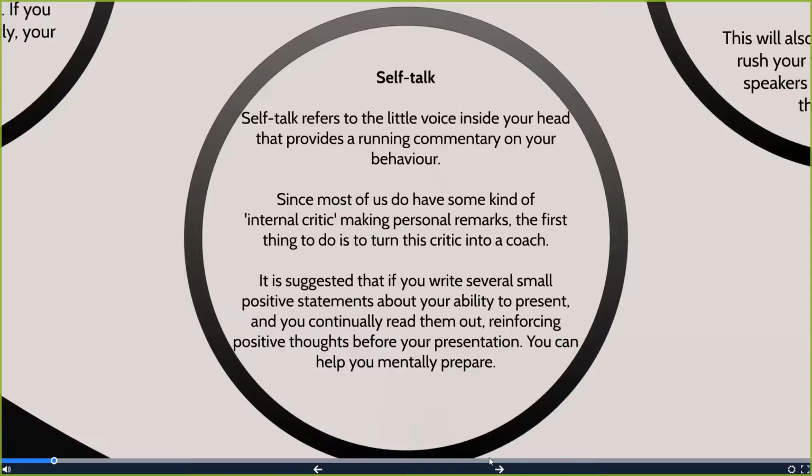It is suggested that if you write several small positive statements about your ability to present and you continually read them out, reinforcing positive thoughts before your presentation, you can actually help yourself to mentally prepare. And that could be just one of those awesome little helpful tips that could get you over the line and get you standing up in front of people confidently, despite the fact that you may start each time quite nervous.